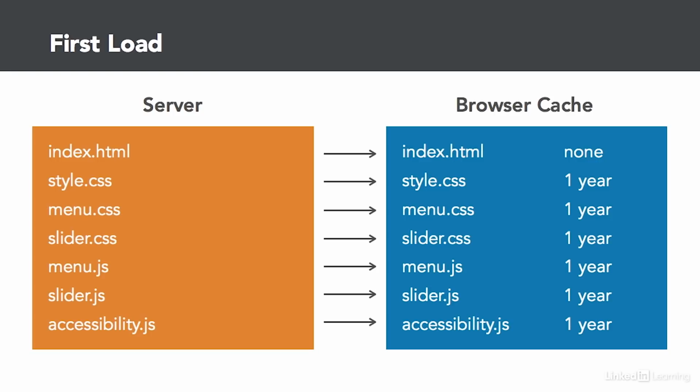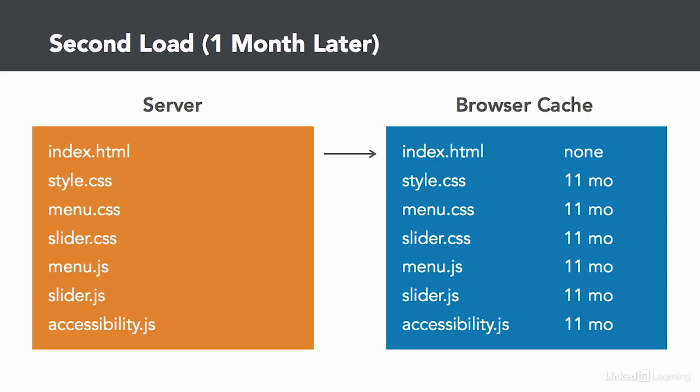As you can see in this example, my style sheets and my JavaScript are marked to be cached for 1 year. That means the browser will not go looking for a new version of these files for a full year after the first time they are downloaded. What happens now is the next time you load the same site, maybe a month later, the only file that gets pulled over is index.html because it's not cached. The remaining files still have 11 months to go on the cache date.